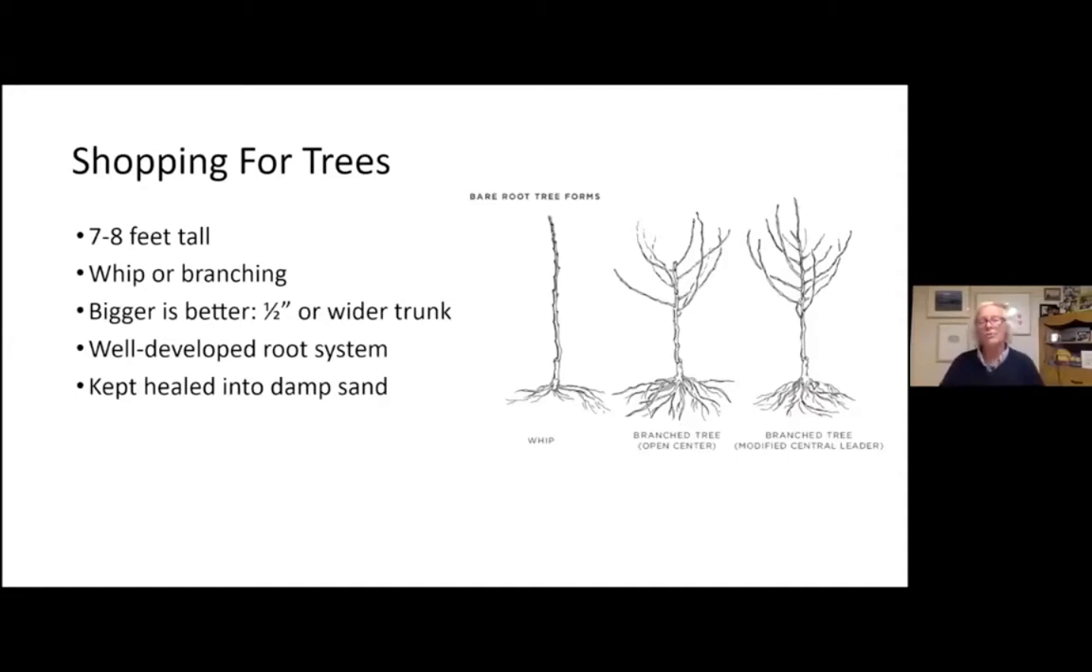You want a tall tree, at least 4 or 5 feet, up to 7 or 8 feet tall. And you want to look at what's called the caliper of the tree, and that's the diameter 2 inches above the bud union.